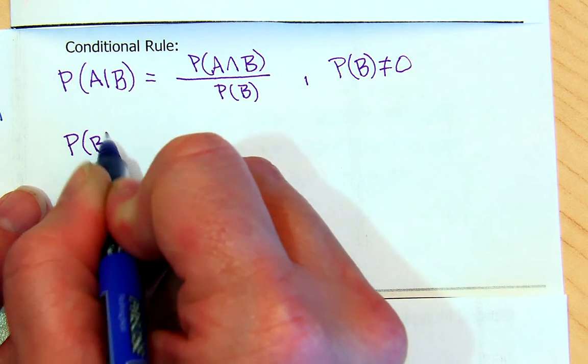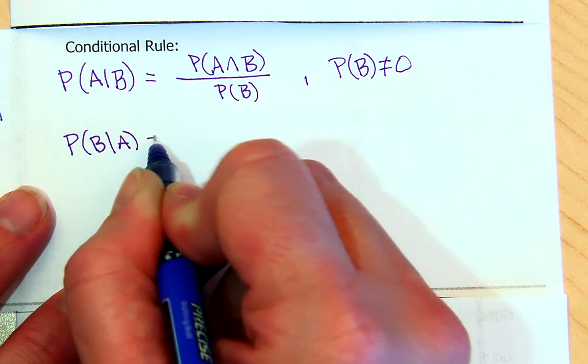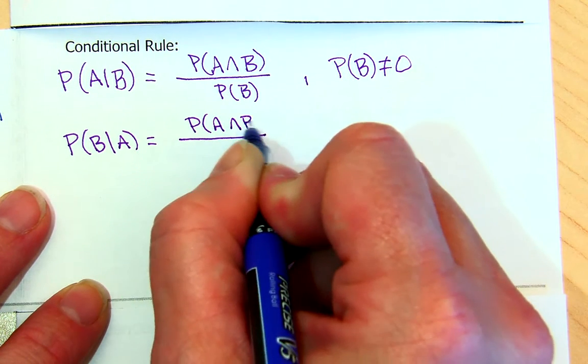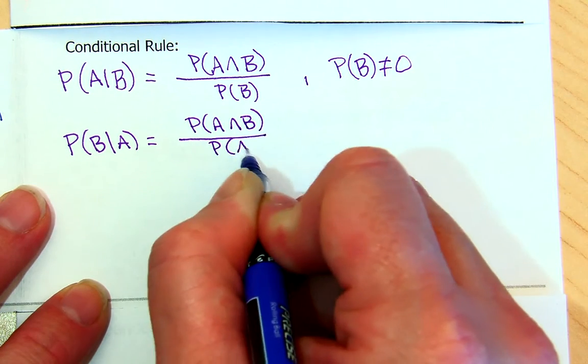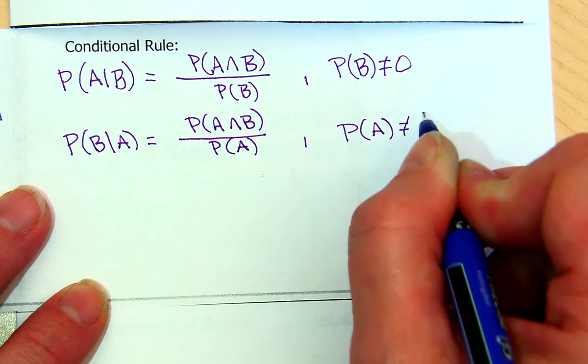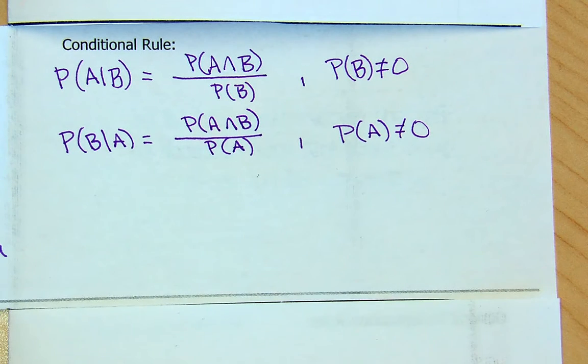If we reverse this, probability of B given A, then we do the probability of A and B over probability of A. And then we would know the probability of A is not 0 because it has already occurred.